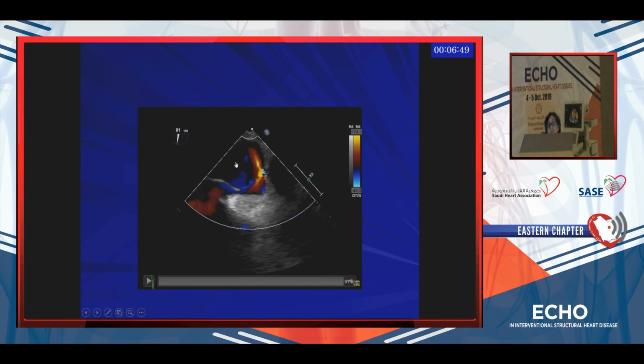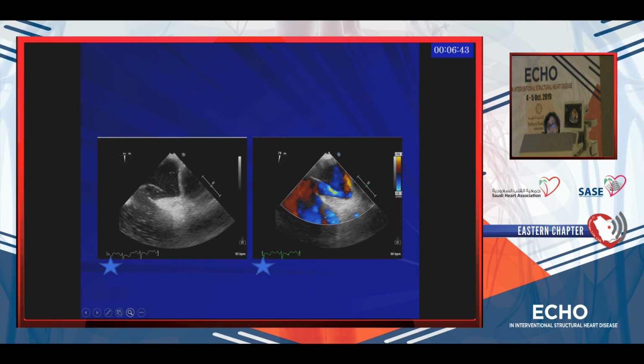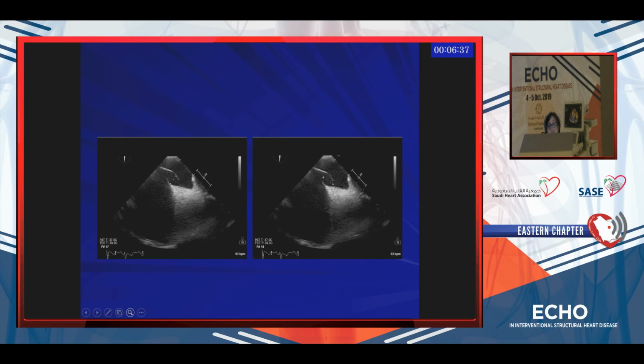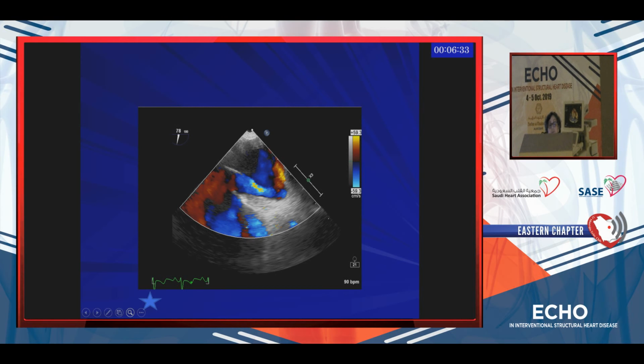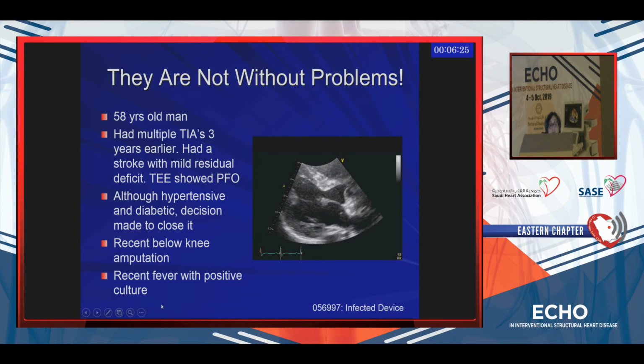Of course, you would expect flow from left atrium to right atrium, and here it is now to the right. And we did again a bubble study, and it was obvious that he has paradoxical right to left shunting. Those are some of the measurements that my colleague did. This is the color flow to show you both the right to left and left to right shunting. So it is interesting, but PFOs are not without problems.